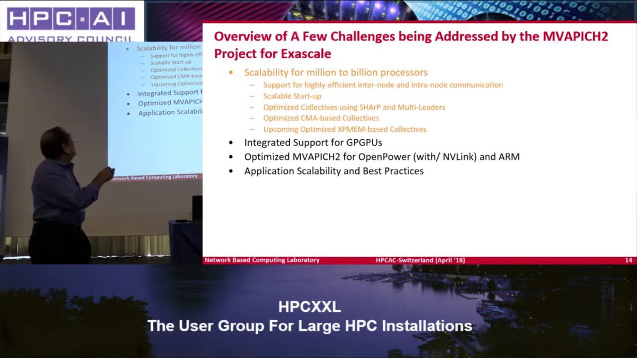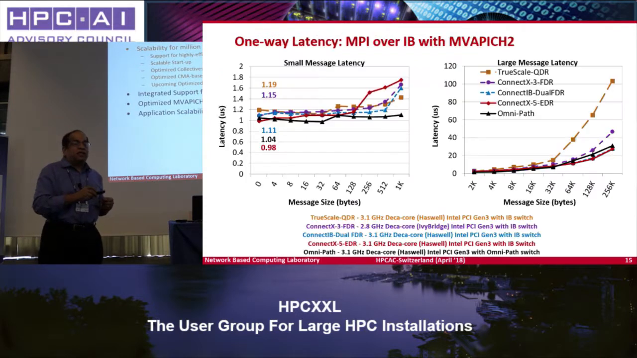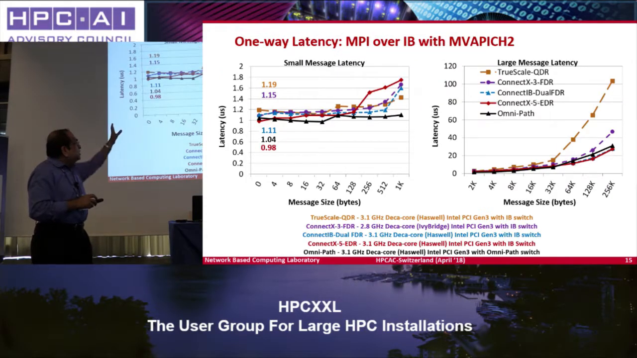So I'll try to show you some highlights of these designs. First, I'll focus on the pure performance aspect on the host side. Then I'll bring in the GPU side. Then we have done some optimization recently with OpenPOWER with and without NVLink, and also ARM systems. And then I'll show some application scalability. So these are the kind of numbers. You will see all the different platforms like QDR, FDR, and the latest, EDR. This is the MPI level.